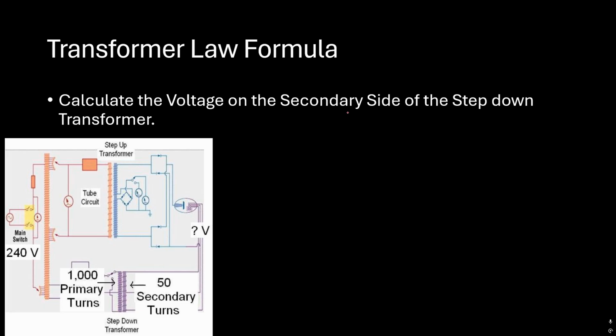Calculate the voltage on the secondary side of the step-down transformer. This is the step-down transformer, and we need to calculate the voltage on the secondary side of the filament circuit. So we'll be using the same formula. The voltage on the secondary over the voltage on the primary side equals the number of turns on the secondary over the number of turns on the primary.